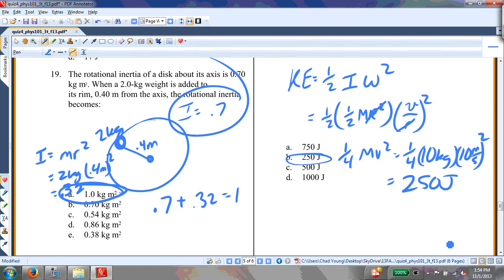Alright, that is quiz 4. Probably going to take one of these questions out to make it an even 20 questions. But maybe not, I haven't decided.